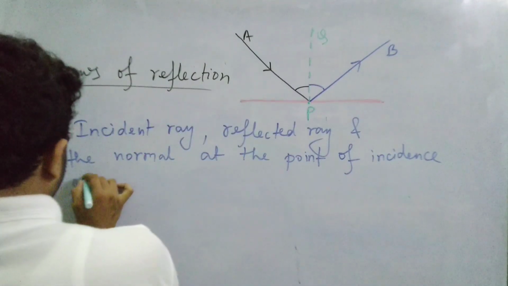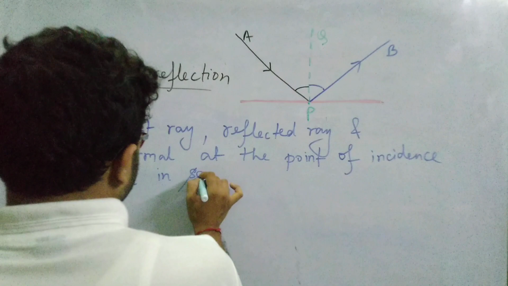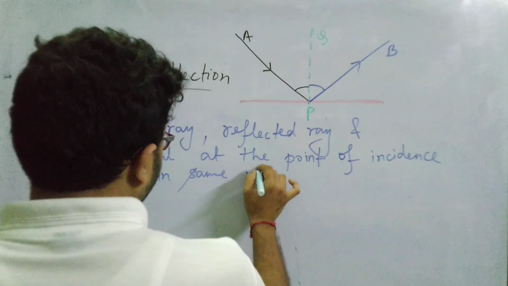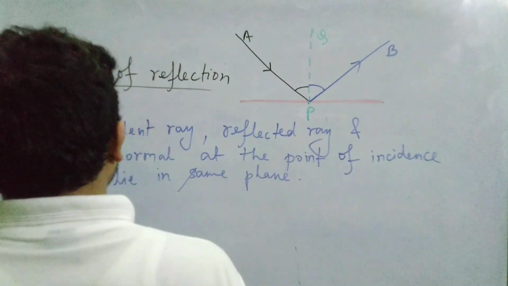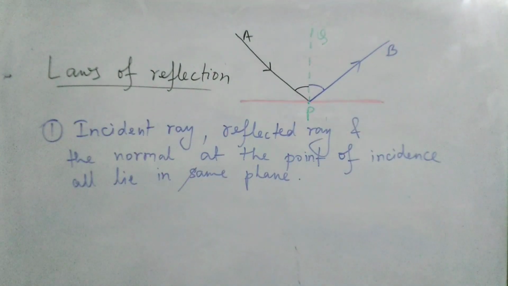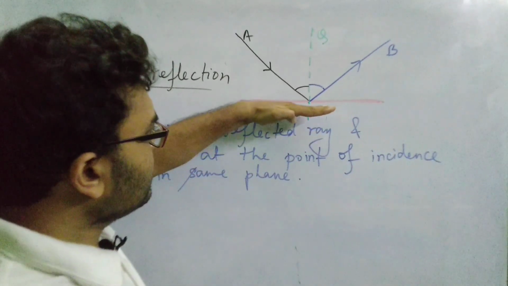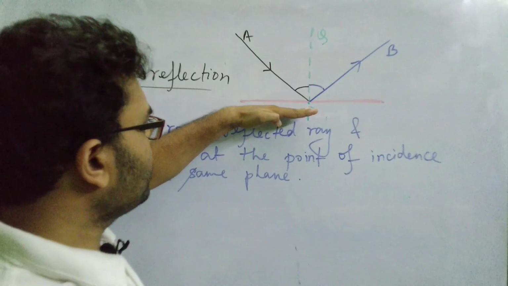all lie in the same plane. So this is the first law that you must remember. Incident ray, reflected ray and normal at the point of incidence all lie in the same plane. Now which plane is regarded? Can you think which plane I am talking of?